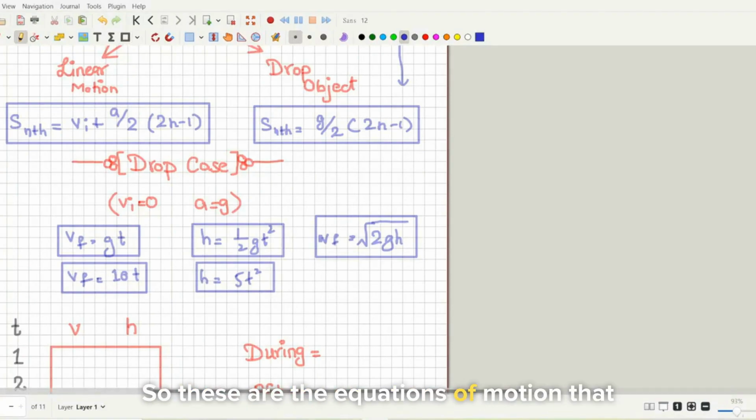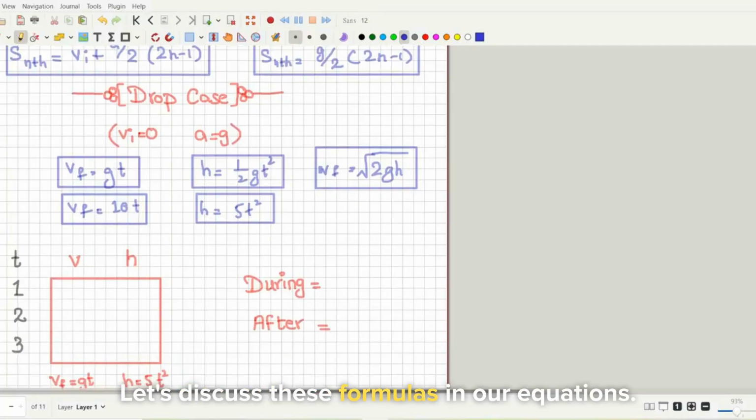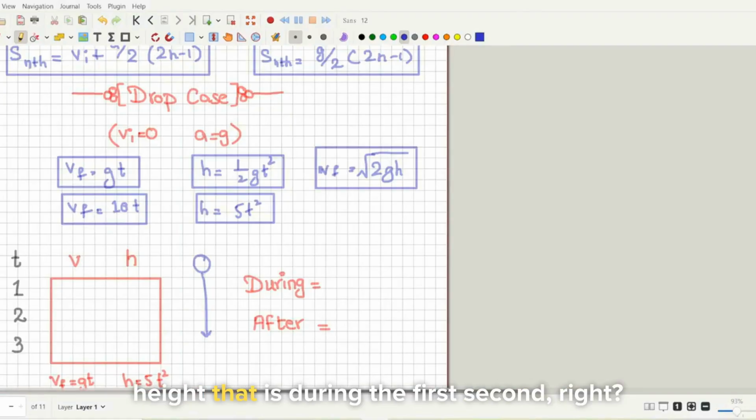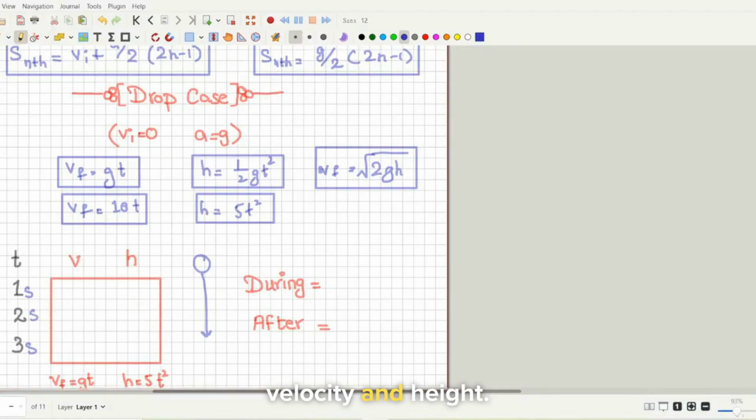So these are the equations of motion that could be used in the drop case. Let's discuss these formulas in our equations. For example, if you have dropped an object, what is the distance or velocity and height during the first second, 1 second, 2 seconds, and 3 seconds? So during these seconds you will need to find velocity and height.